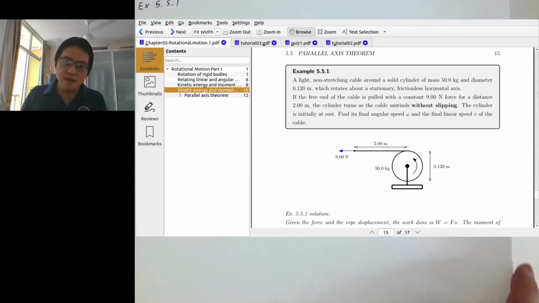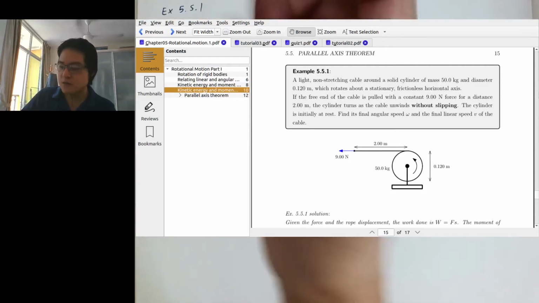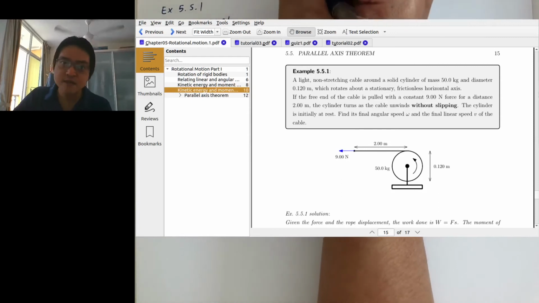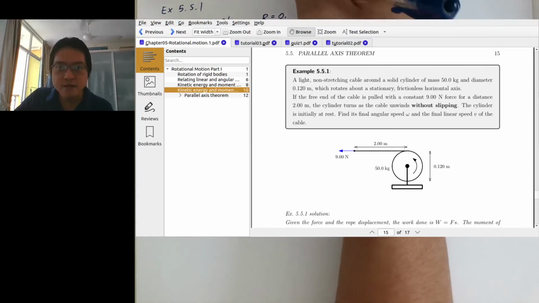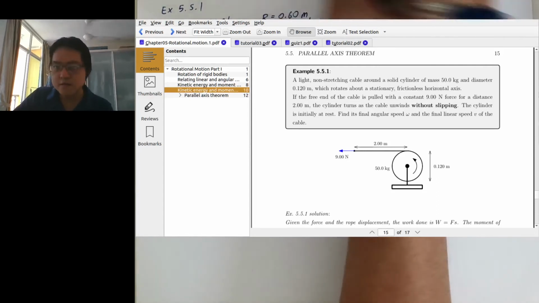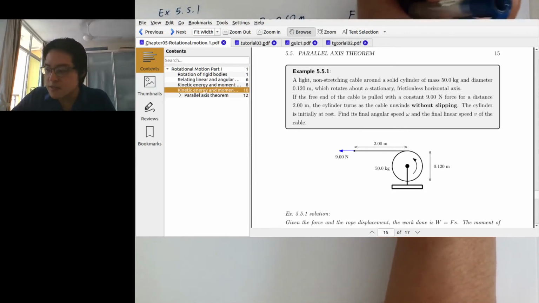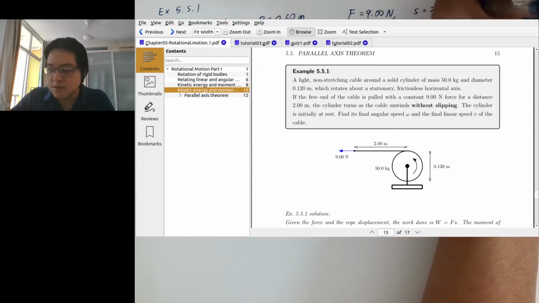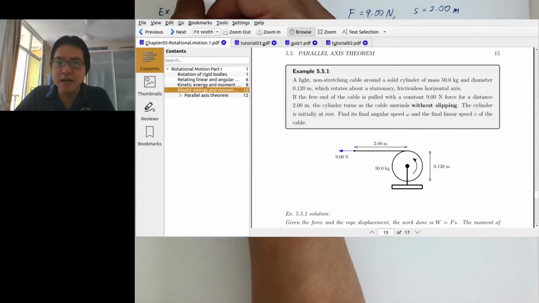Okay, a light non-stretching cable for a solid cylinder. The mass is given, 50 kg. So yeah, just write it down since I'm reading it. The m is 50 kg, and then the diameter is 0.120 meter. That means the radius is 0.06 meters, right? Rotate about a frictionless axis. So it's being pulled by a force of 9 newtons over a distance of 2 meters. So displacement is 2 meters, and the cylinder turns, and the cable unwinds without slipping.